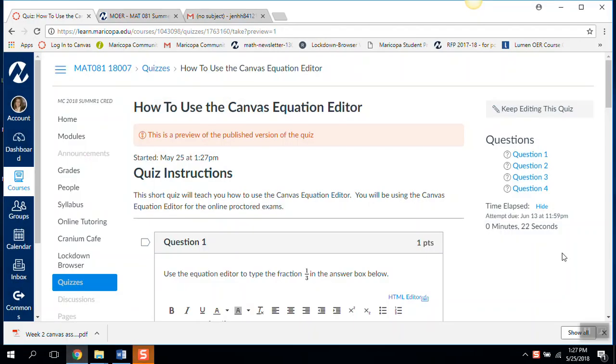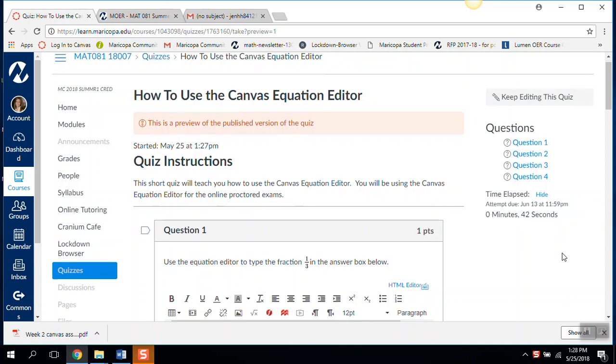In this course, we will be using the Canvas equation editor to enter some of our answers for the online exams. This short 4-question quiz will help you learn how to use the Canvas equation editor. Watching this video first will show you the steps that you need to use the Canvas equation editor properly.